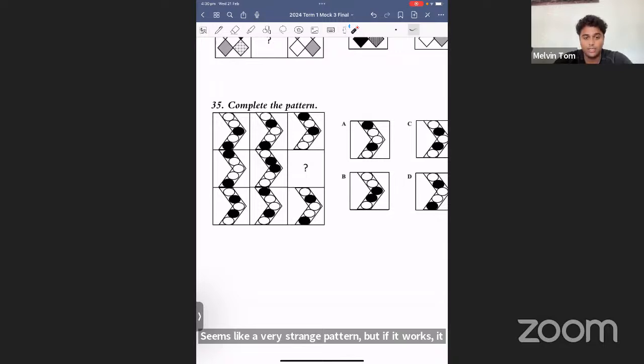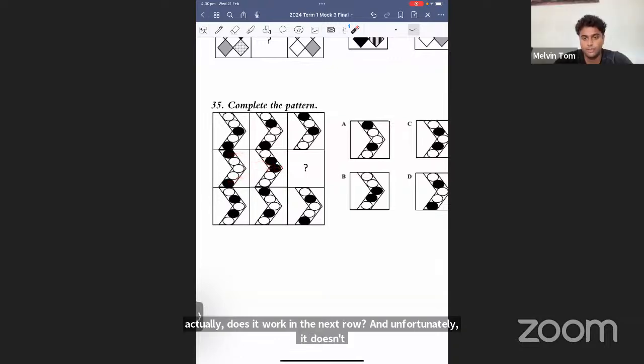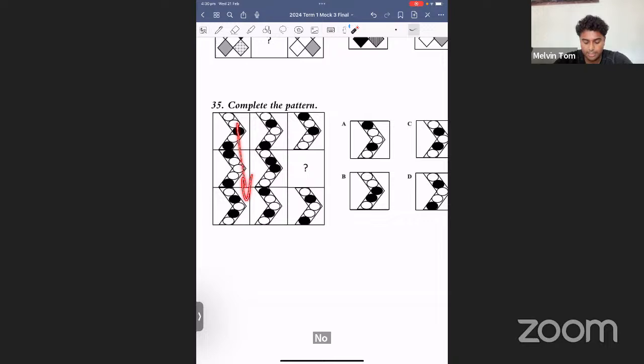Well, actually, does it work in the next row? And unfortunately, it doesn't. No. You can see they both have moved. So the pattern must be going down. Or it could be that this is this, and maybe. Let's take a look.